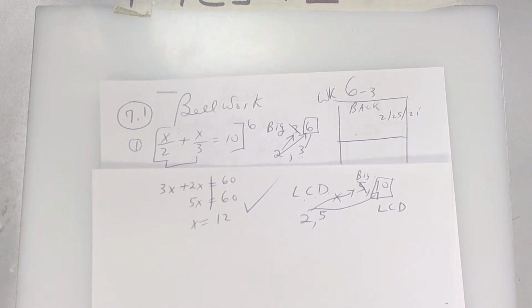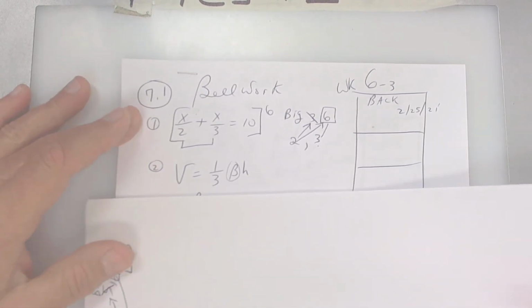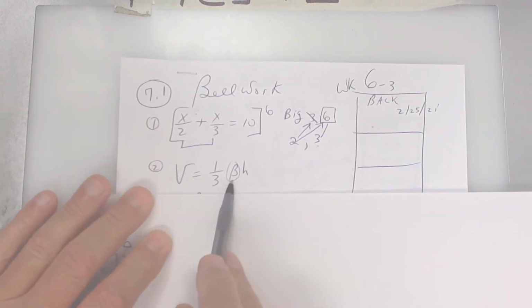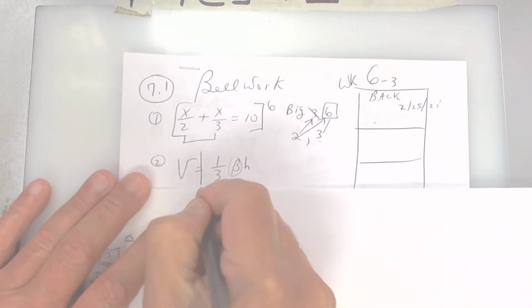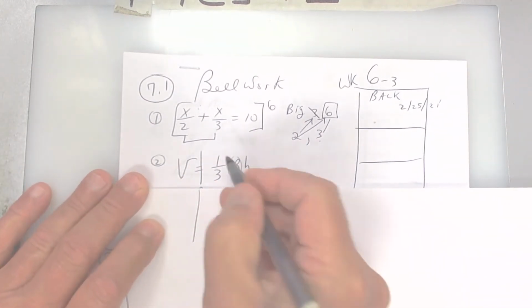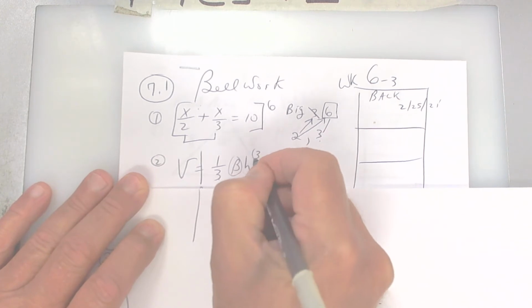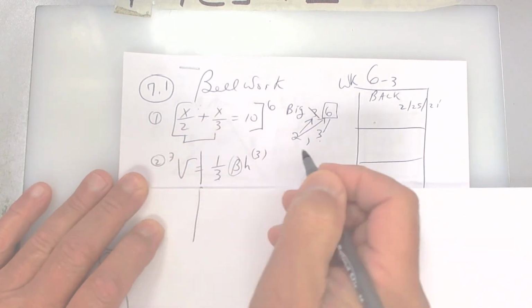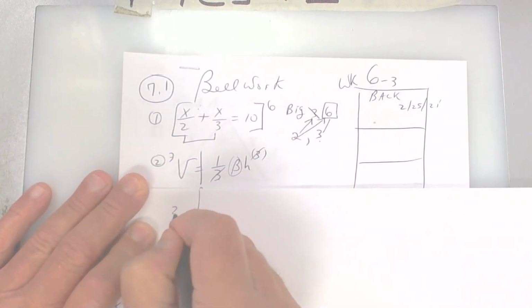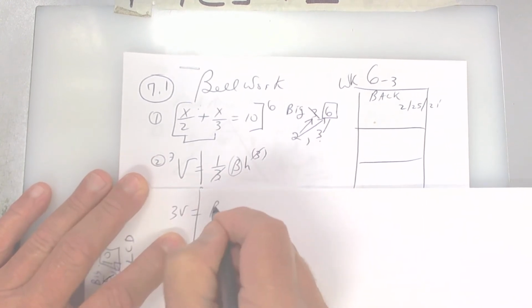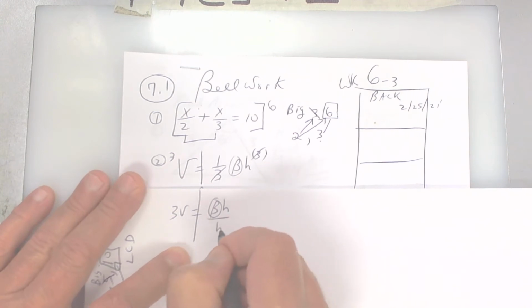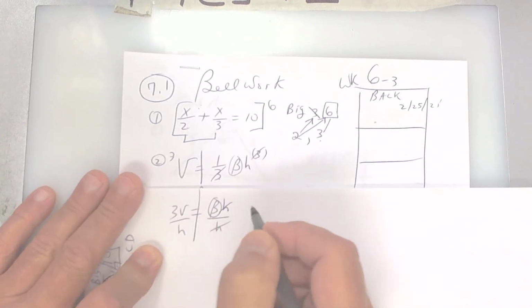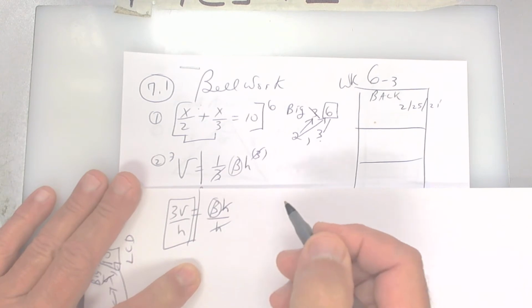All right. Let's get off of that. Let's get back to this. You've had this before where you try to get a letter by itself. So this is called literal equations. So you're dividing by 3, so I would start off with multiplying by 3. So you get 3v is equal to big B times h. Now all you do, since you're multiplying, is divide by h and you're done. And there's your answer. Big B is equal to this.